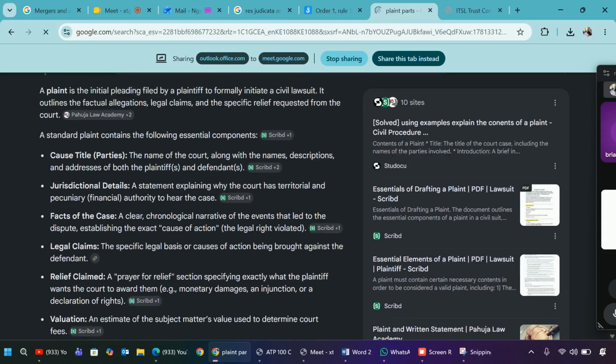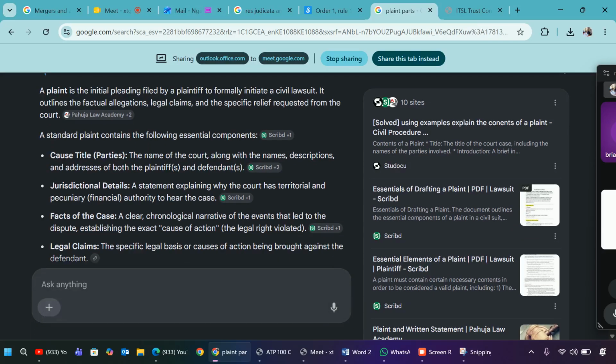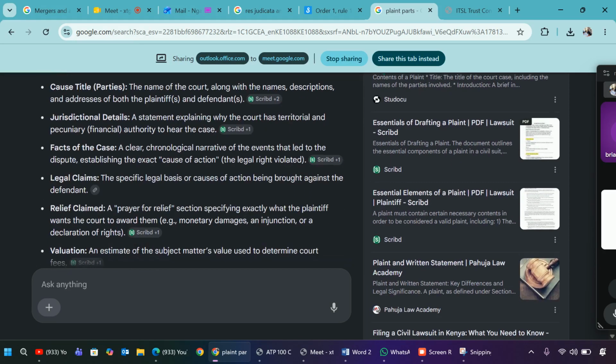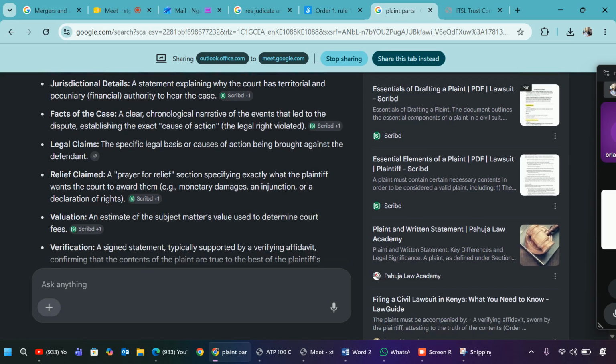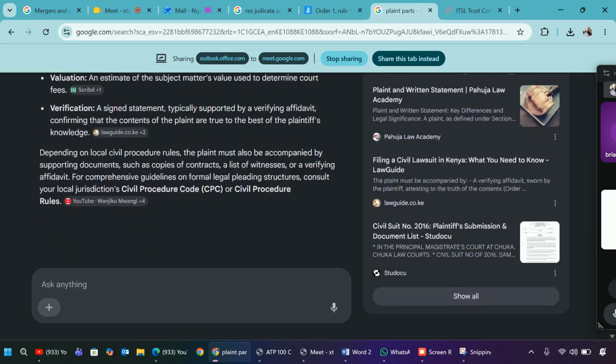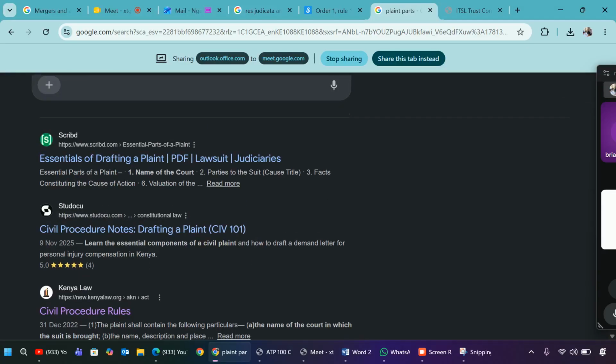So when you have been told to draft a plaint, you have the title, the name of the court, the names of the parties, description and addresses. You have jurisdiction details, a statement explaining why the court has territorial or pecuniary authority, facts of the case in a clear chronological narrative. You have the legal claims, the specific legal basis or causes of action being brought against the defendant, and then you have the prayer for relief, and then that is it.